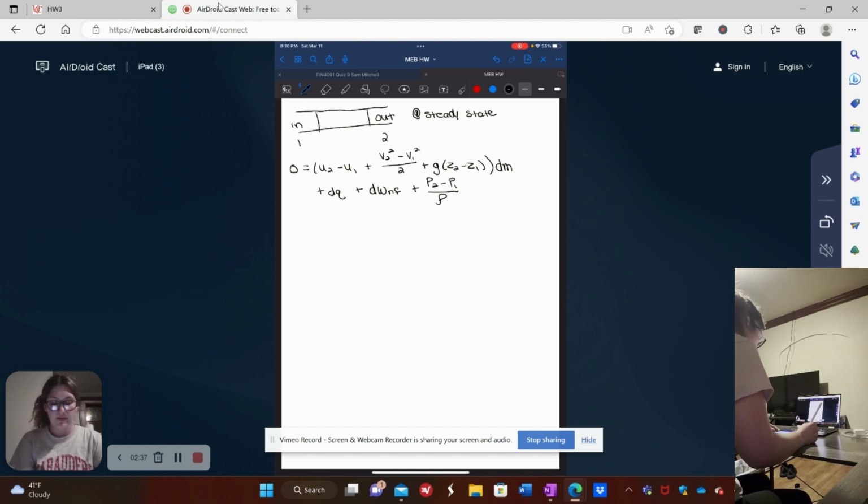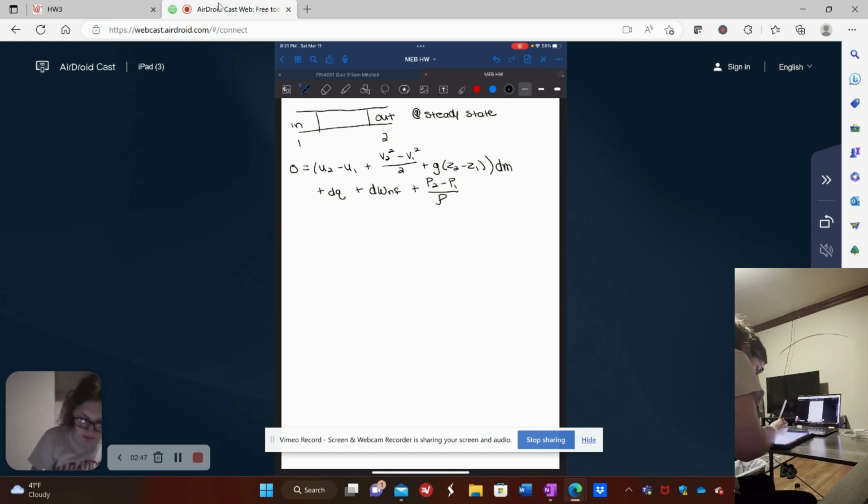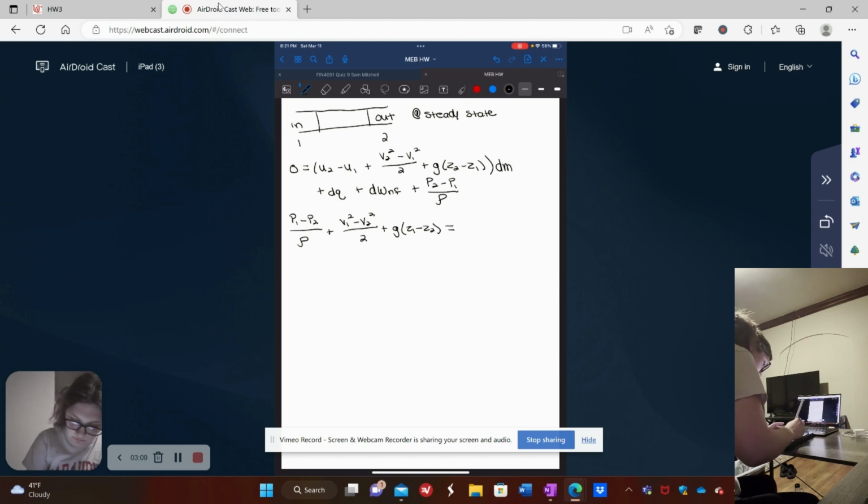Since this again is a steady state, there is not going to be a difference of density at position 1 versus position 2. So next we are going to take a couple of the terms and move them to the left-hand side of the equation and divide the whole thing by dm. And so we will have P1 minus P2 over density plus V1 squared minus V2 squared over 2 plus G times Z1 minus Z2 is equal to, now we just have U2 minus U1 plus dq over dm plus dw, which is non-flow work, over dm.